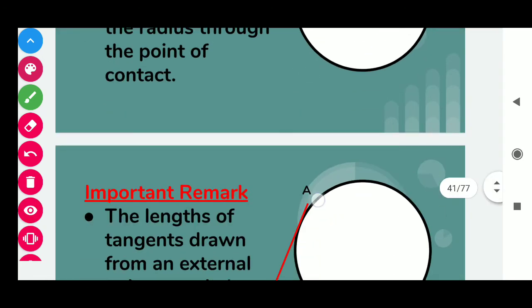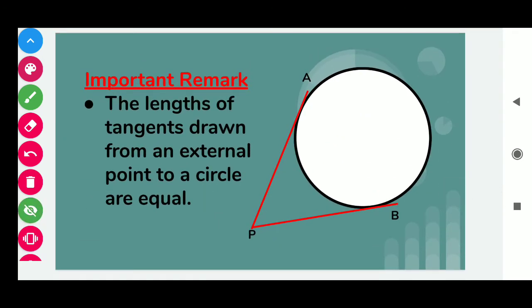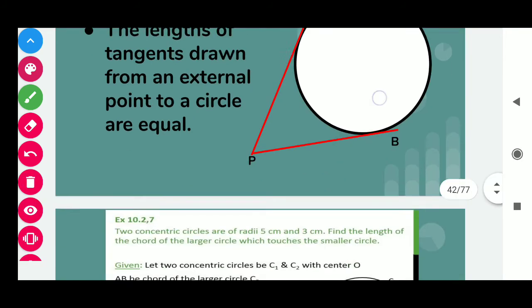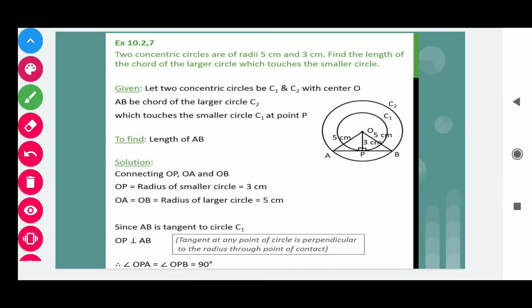Now here we have the second remark. Again, I am sharing with you: the lengths of tangents drawn from an external point to a circle are equal. Here P is the external point and from P we are drawing two tangents PA and PB. And the lengths of these two tangents must be the same. So in this way, students, let's start Exercise 10.2, question number 7.